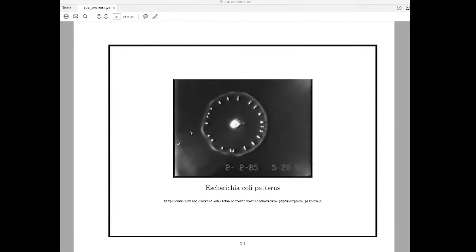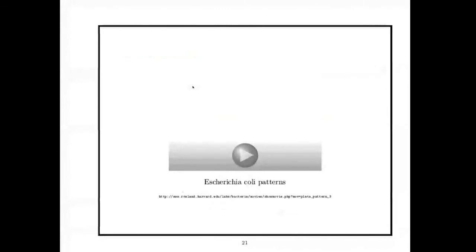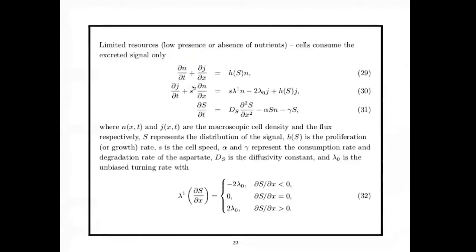observed chemically, and what we want to do now is look at how we can model that. So the system of equations that we're looking at here is this system of partial differential equations. Here our dependent variables are n, j, and s. N and j are the macroscopic cell density and the flux respectively. S is the distribution of the signal, and that's what we're really going to be interested in.